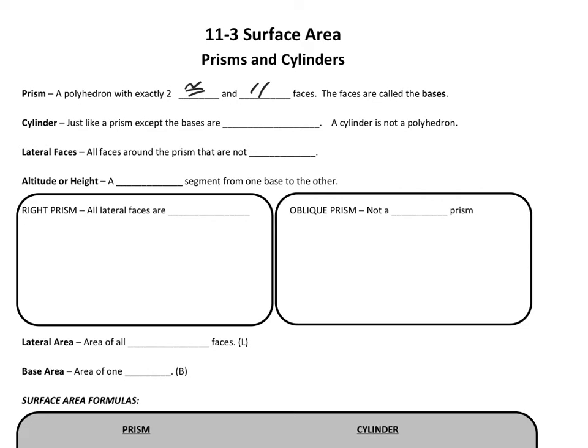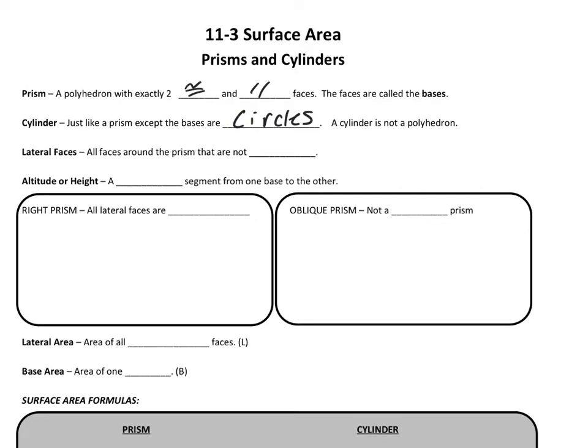And if we're looking at a cylinder, this is very similar to a prism, except instead of the bases being polygons, they are circles. It's very important to distinguish the difference between a cylinder and a polyhedron. The definition of a polyhedron is a three-dimensional shape with the faces being polygons. A cylinder, because its bases are circles, does not fit that definition because a circle is not a polygon.